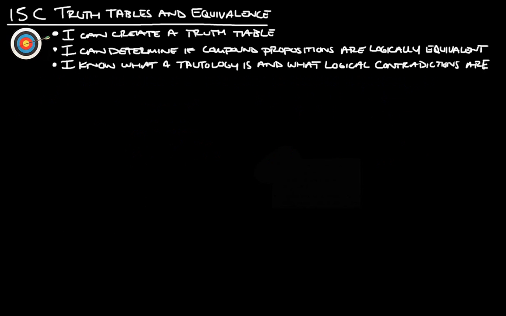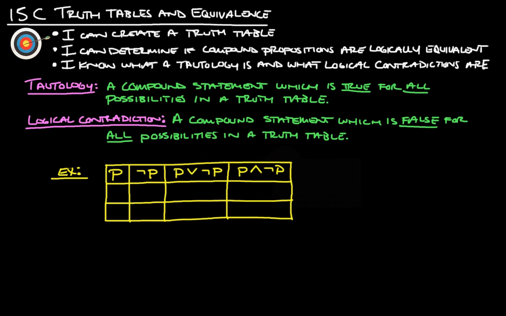All right, last thing. We have a tautology, which is a compound statement which is true for all possibilities in a truth table. So the entire column has to be true. That's a tautology. A logical contradiction is a compound statement which is false for all possibilities in a truth table. A very simple example of that would be this here.